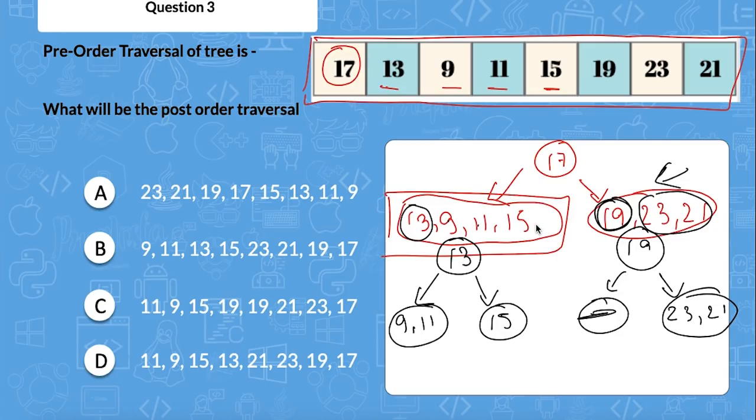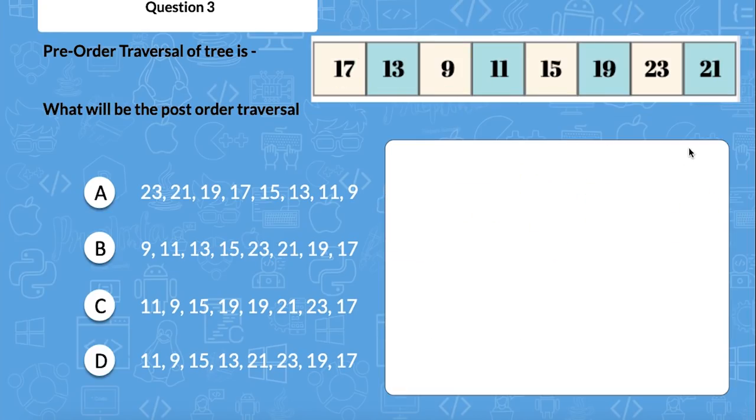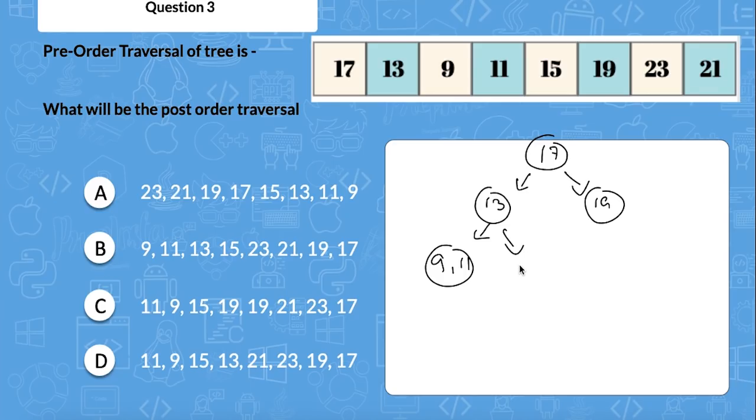Okay, so this is going to be the initial tree. So let me just clear the screen. I'll just write everything in a clearer format again. So the tree as of now looks like this: 17, and then you have 13, and then you have 19 here, and then you have, let me just check, 9 comma 11, and then you have 15 here, till the previous thing whatever we did. And then there is nothing on the left hand side, and then here you have two numbers, that is 23 and 21.